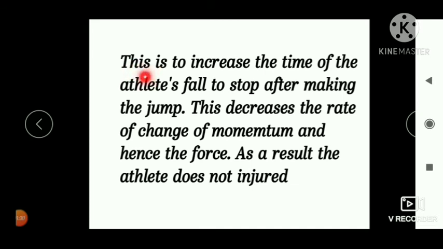So this foam bed helps to increase the time of the athlete's fall to stop after making the jump. This decreases the rate of change of momentum and hence the force. As a result, the athlete does not get injured.